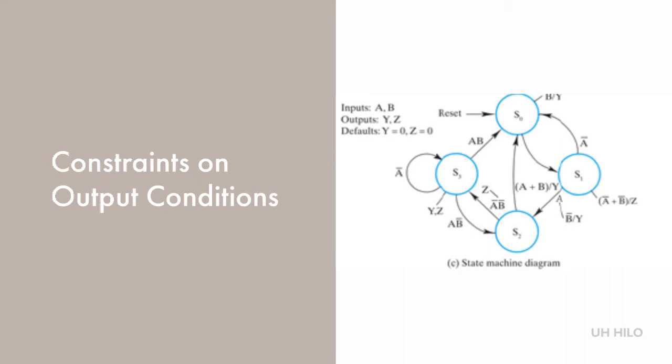Example 4.9 in the text covers how to check the constraints of the state machine depicted here. In particular, we check the 2 constraints for input and the 2 for output for each state.